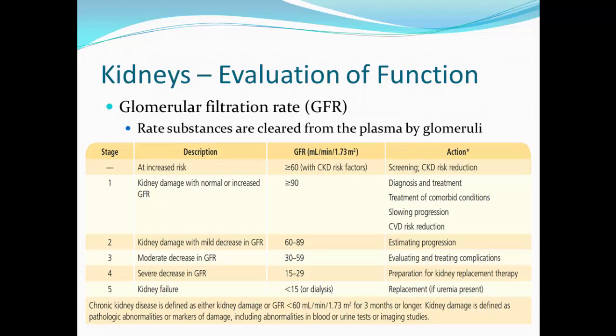The main evaluation of kidney function is the glomerular filtration rate, also referred to as GFR. This rate measures how substances are cleared from the plasma by the glomeruli in the kidney. And it's important with chronic kidney disease staging because the glomerular filtration rate helps to diagnose what stage the patient is in.